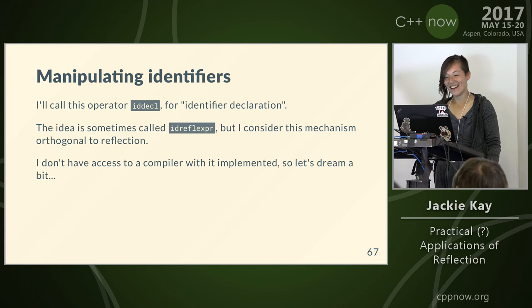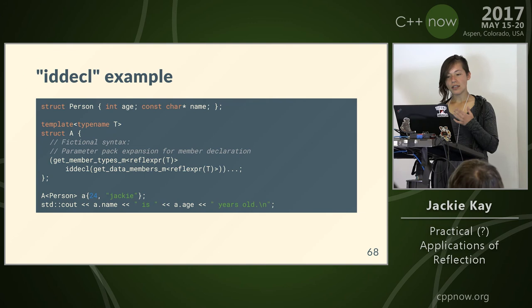Right. Yeah. So this is why I showed the D example in the beginning, because C++ currently has nothing that achieves what I'm about to show. So imagine we could use ID decl, and given the data members resulting from a reflection expression, what if you could actually pack expand that in a member declaration?